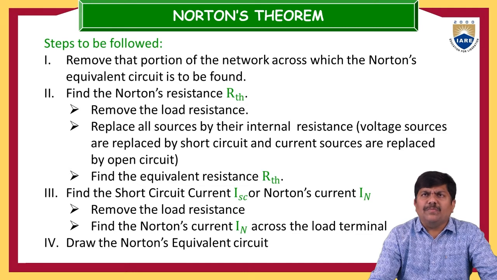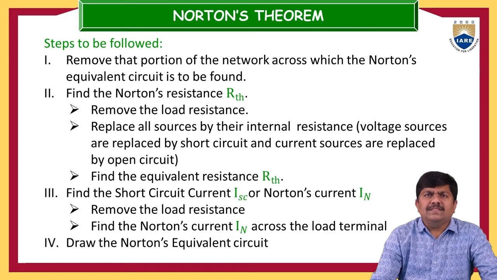So the first step is to remove the portion of the network across which the Norton's equivalent circuit is to be found. That is the first step. So what is the element? What is your load parameter? We have to identify that first, and keep that load resistance separately, and separate the remaining network from the load network or load element.